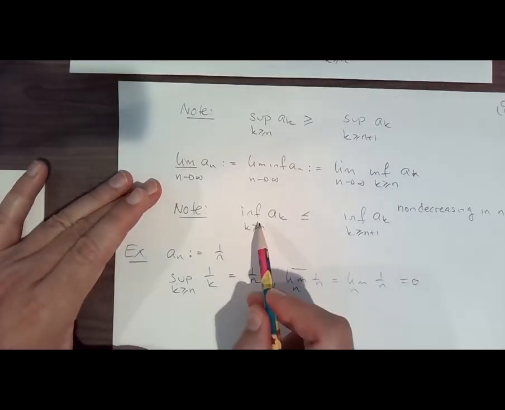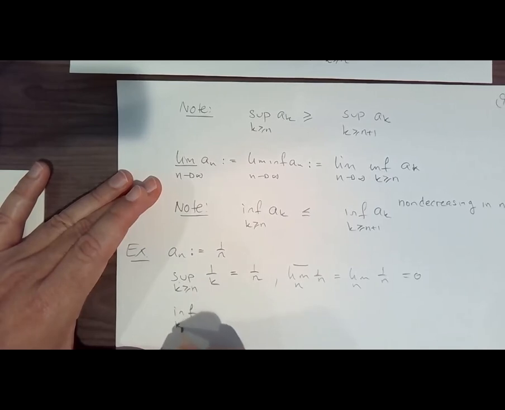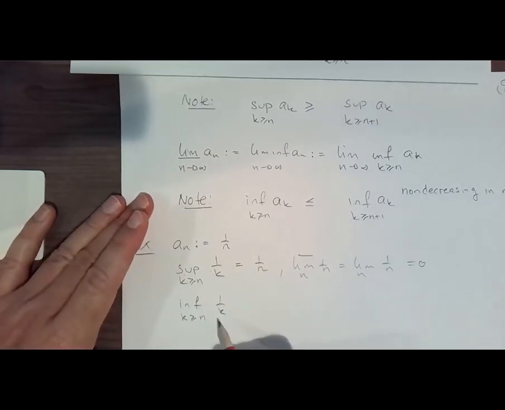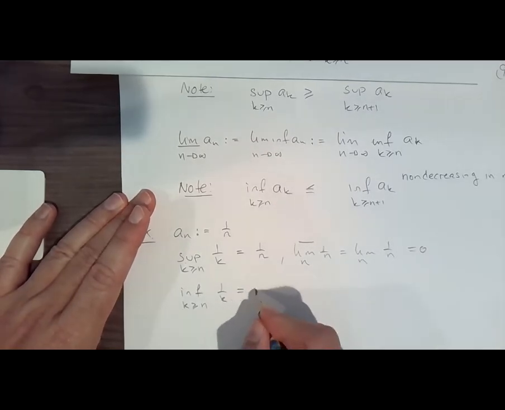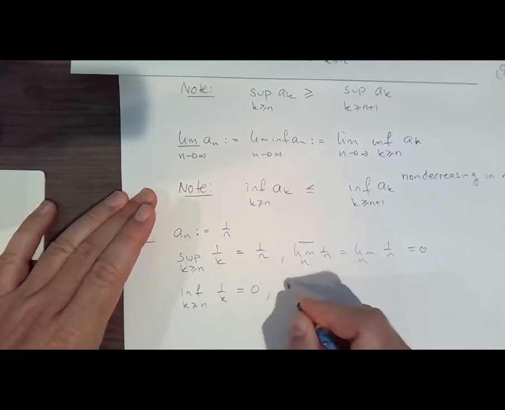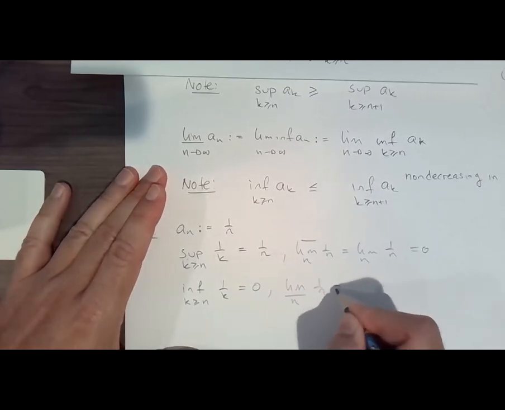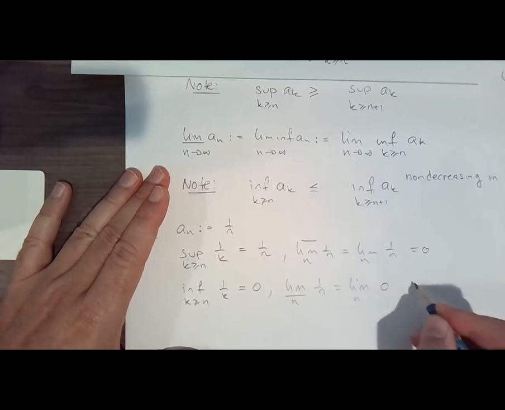Likewise, if I computed the lim inf, then I would have to first compute the infimum, k bigger than n, of 1 over k. How small can I get this? How small can I make this number? Well, I can make this number arbitrarily close to 0. The infimum is 0. And so if I take lim inf this time of 1 over n, this is the same as computing the limit as n goes to infinity of a 0, but that's equal to 0.